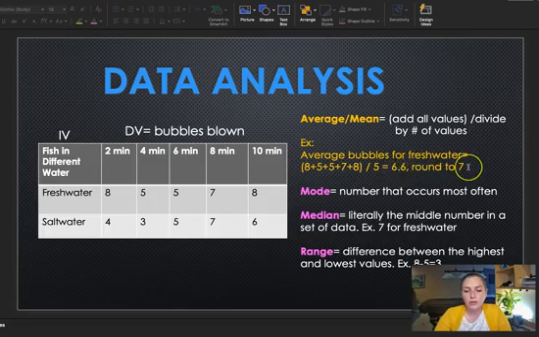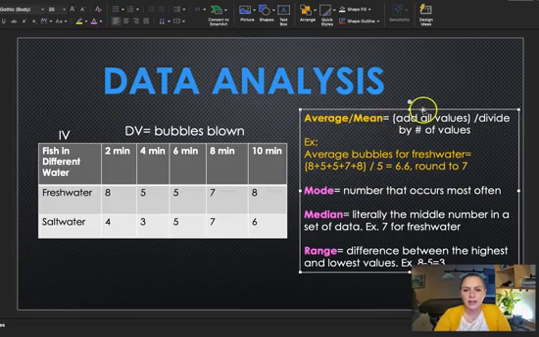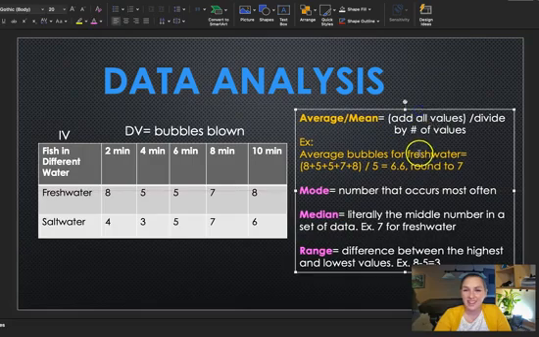I'll tell you during a lab whether you can round or not. In this case, I would say yes, because it's kind of hard to have 0.6 of a bubble. So that is generally, like I said, how we analyze our data in Bio 1, by finding the average or the mean of a set of data.